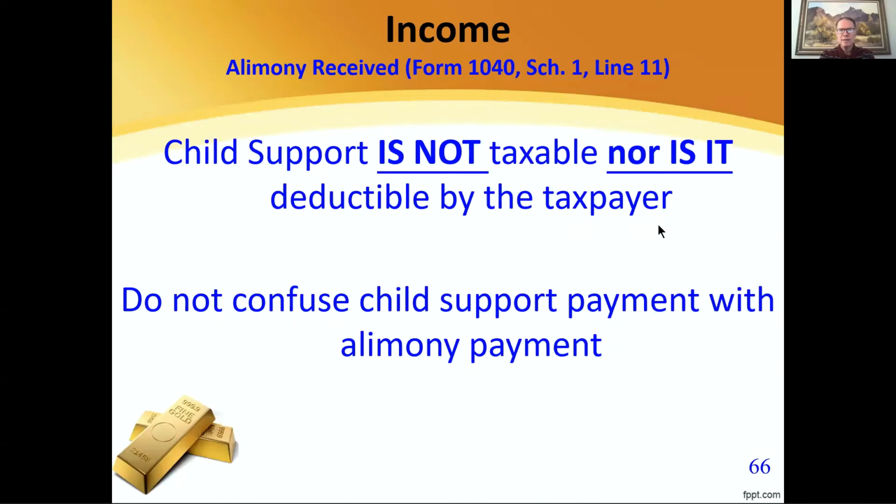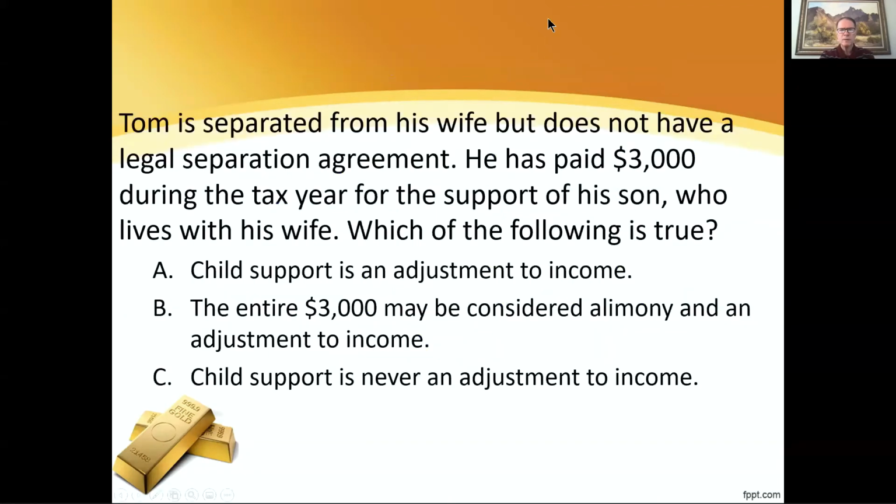Child support is not taxable, nor is it deductible by the taxpayer. Child support is not the same as alimony payments. Moving on. So Tom separated from his wife, but he does not have a legal separation agreement. He's paid $3,000 during the tax year for the support of his son who lives with his wife. Which of these statements is true? Child support is an adjustment to income? Well, not after that last screen. The entire $3,000 may be considered alimony and an adjustment to income? Not after that last screen. Must be C.